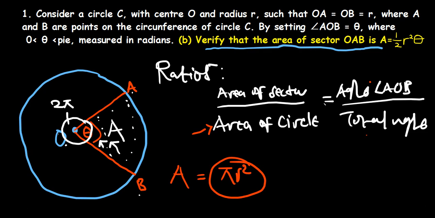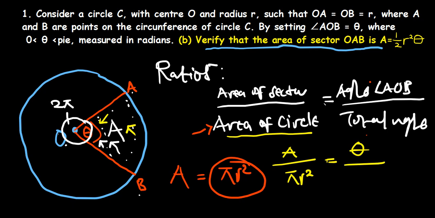I'm going to write that the area of the sector is represented by A, so I'm going to write A divided by the area of the circle, which is pi r squared, equals the angle AOB. Angle AOB is just theta, so we write theta divided by the total angle around that circle, which is 2 pi. Our interest is to find the area of the sector.